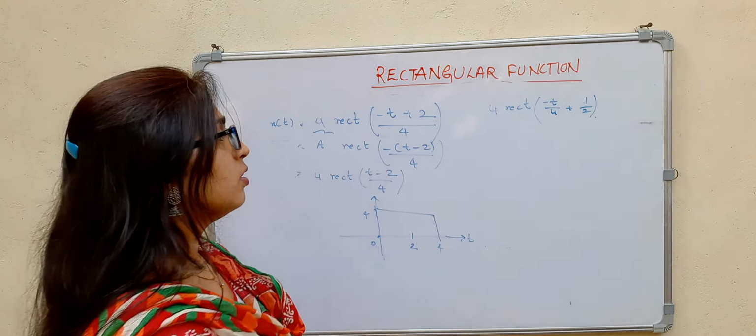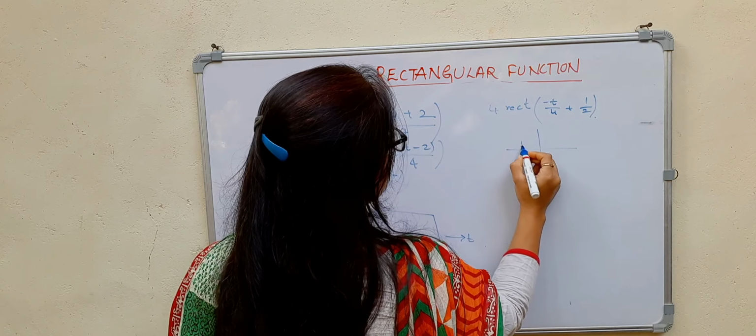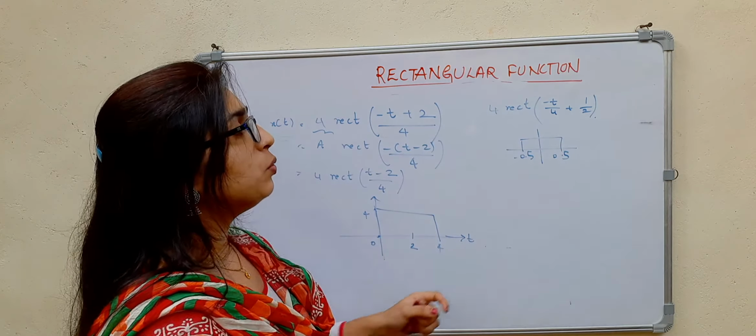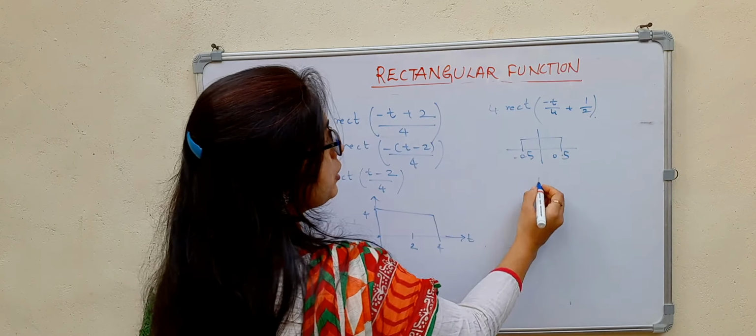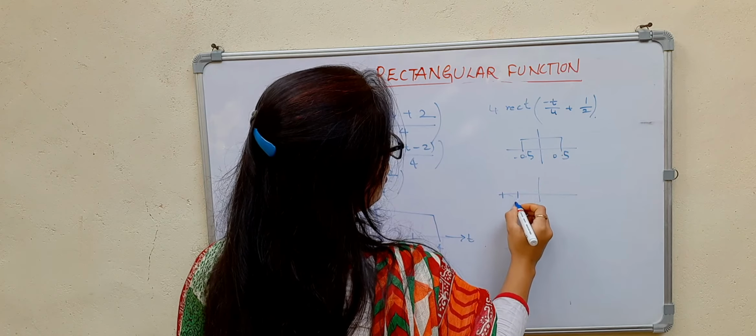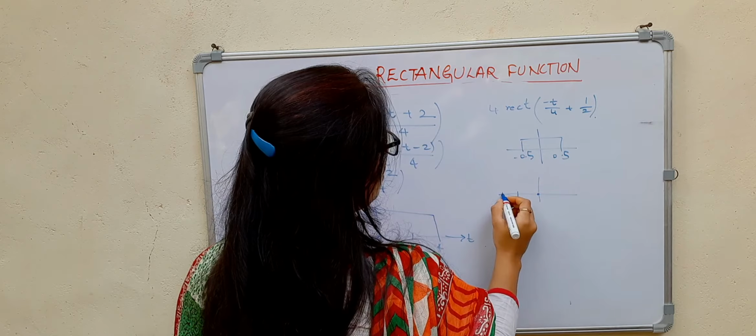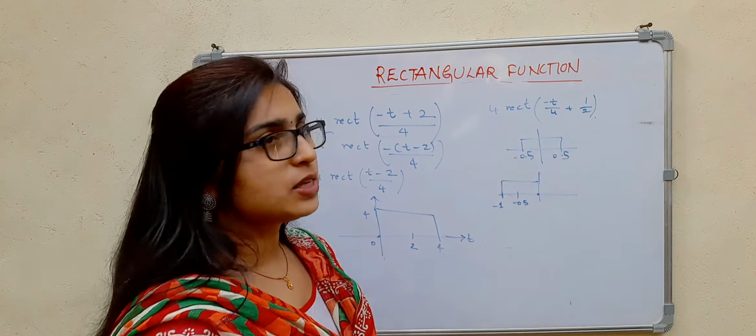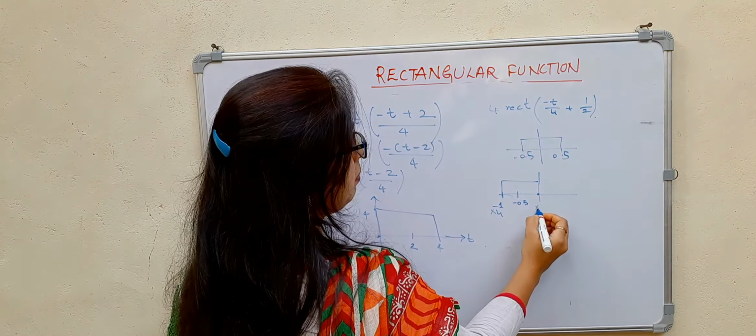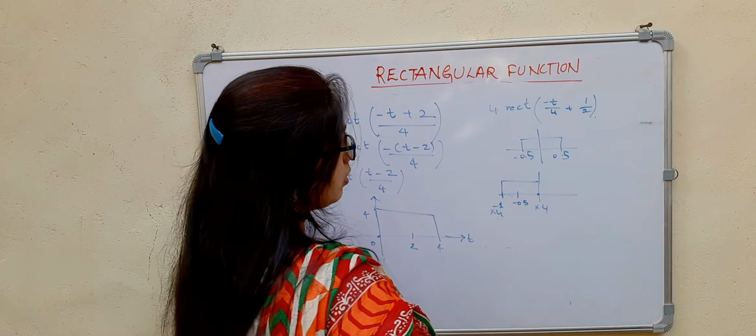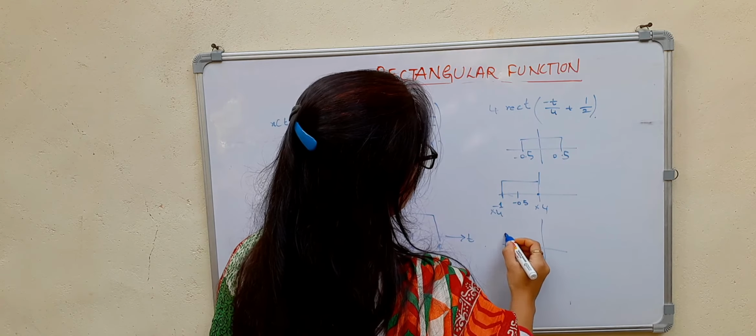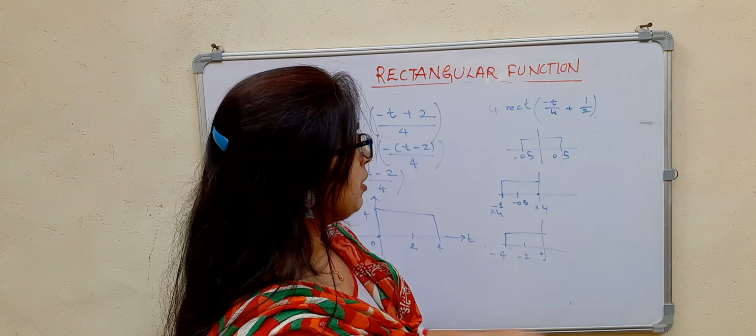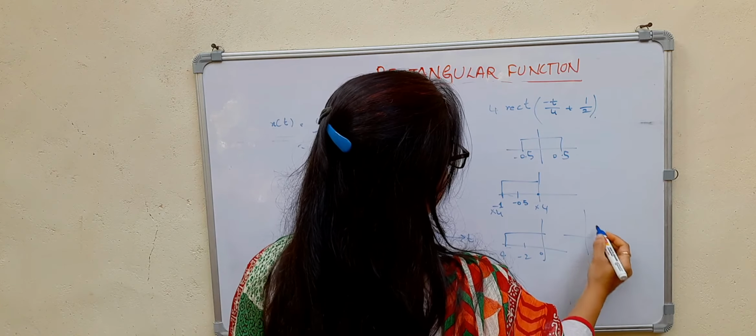A rectangular function is here, minus 0.5 to 0.5. Here it is plus 1 by 2, so plus 1 by 2 is nothing but it will be shifted towards left. So it will be minus 0.5, then 0. Here it will be minus 1. Then you have scaling, that is 1 by 4, so it will be multiplied by 4. Minus 4, minus 2, 0. Then time reversal, nothing but it goes here.